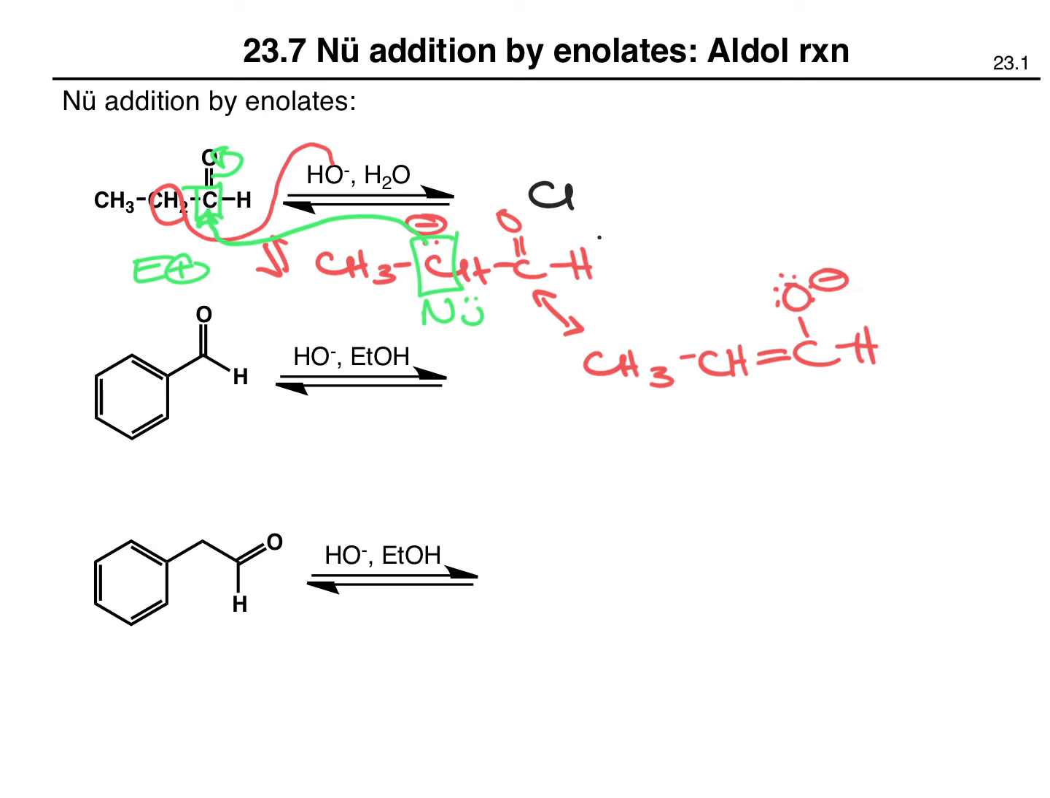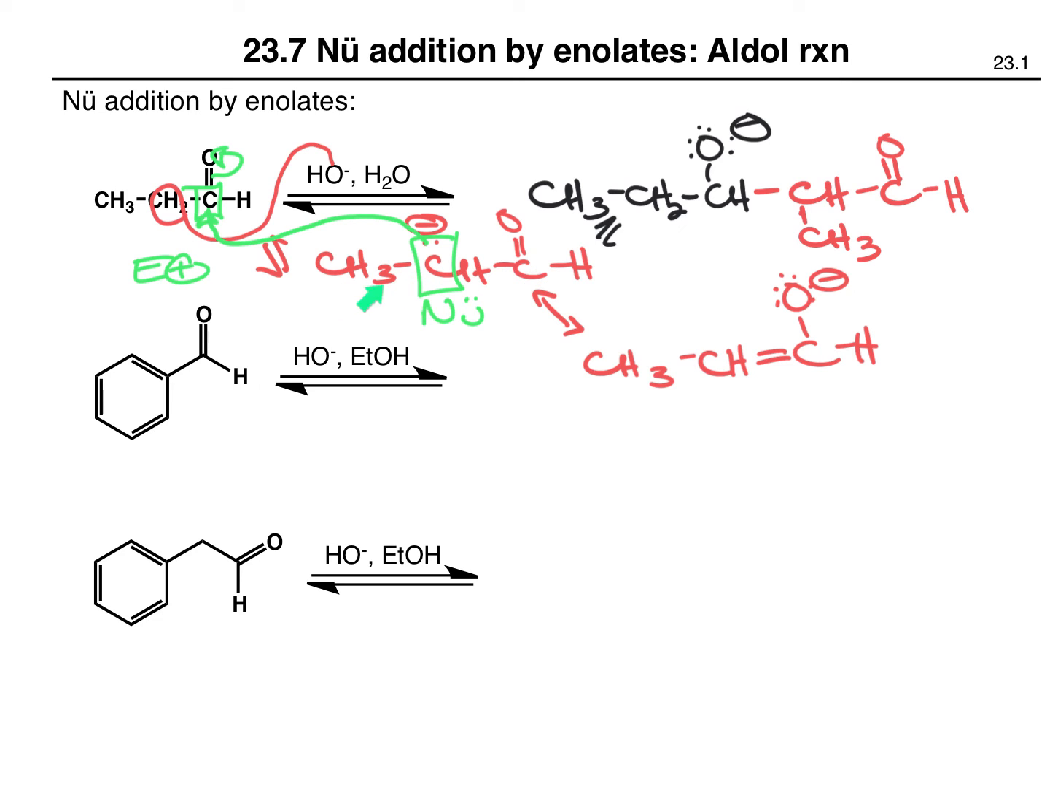So what we get, we have the CH3, CH2, CHO minus connected to the CH, C double bond O, H, and remember this CH is still connected to the CH3. So this part of the molecule is what used to be the enolate that acted as the nucleophile, and this part of the molecule comes from the aldehyde that acted as the electrophile.